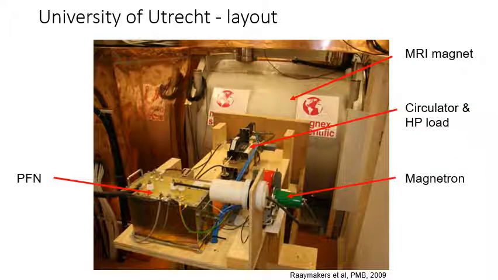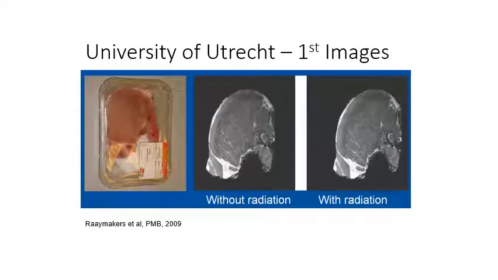This diagram shows an early experimental setup of the University of Utrecht system. The MRI is in the background, and the linear accelerator components in the foreground. The accelerator waveguide itself is not shown. This slide shows the first images taken and published by the University of Utrecht group, showing a subject imaged with radiation and without radiation.